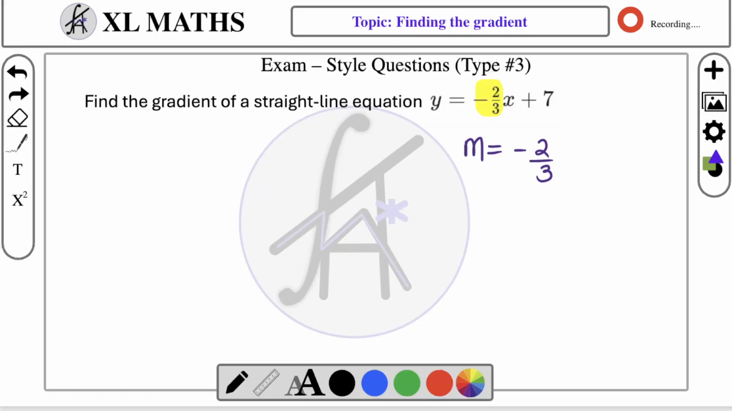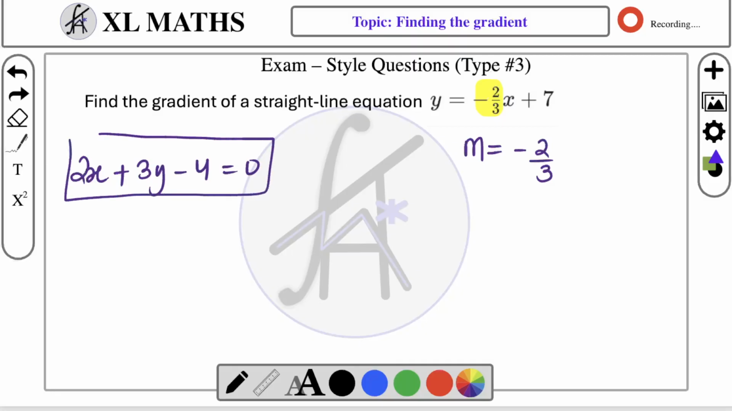For this particular type 3, how do we get questions? We may get questions a little trickier. For example, if I say 2x plus 3y minus 4 equals 0, this is how they will give you the question if they want to make it trickier. Now they will ask, what's the gradient of this equation? What do we need to do? We need to rearrange to make y the subject. We really want y on the left side, only y. So just keep y here and move everything else to the right side.